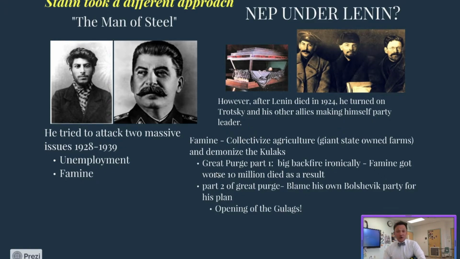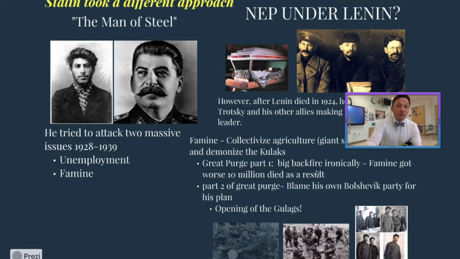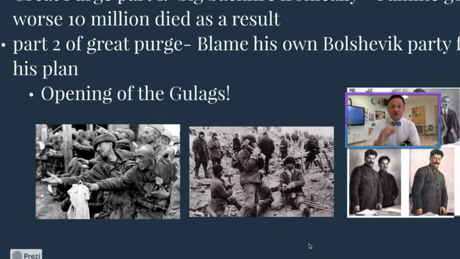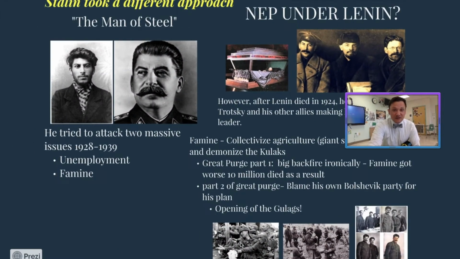Part two of the Great Purge was to blame his own Bolshevik party for this plan, right? So he then turns on the Bolshevik leadership and says that it's not my fault, and it's not the fact that we executed the kulaks why we're not making as much food. It's actually y'all's fault. And that turned into the opening of the gulags, right? A gulag is a Russian labor camp that resembles a Russian concentration camp, where political prisoners are sent to work themselves to death, oftentimes making big rocks into smaller rocks.